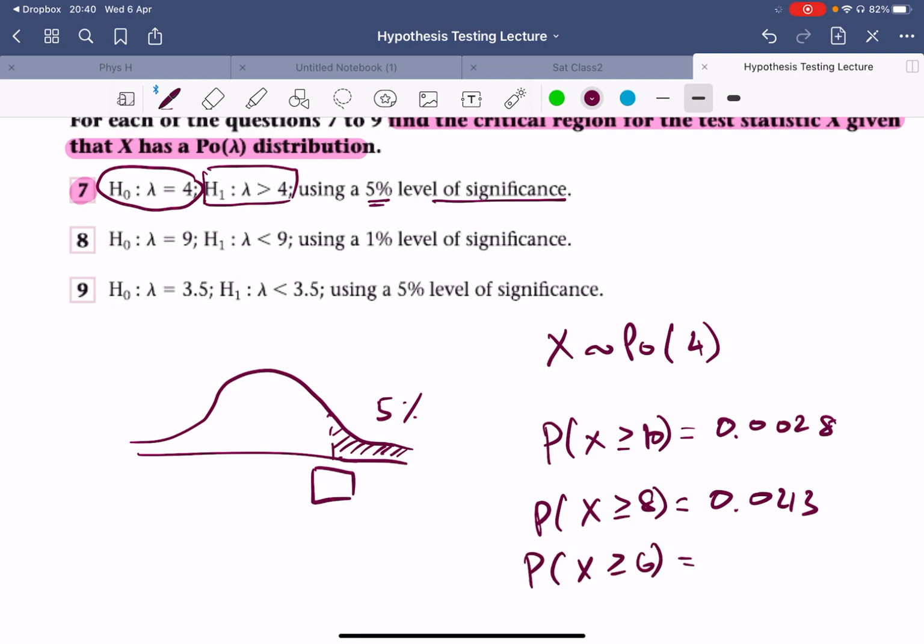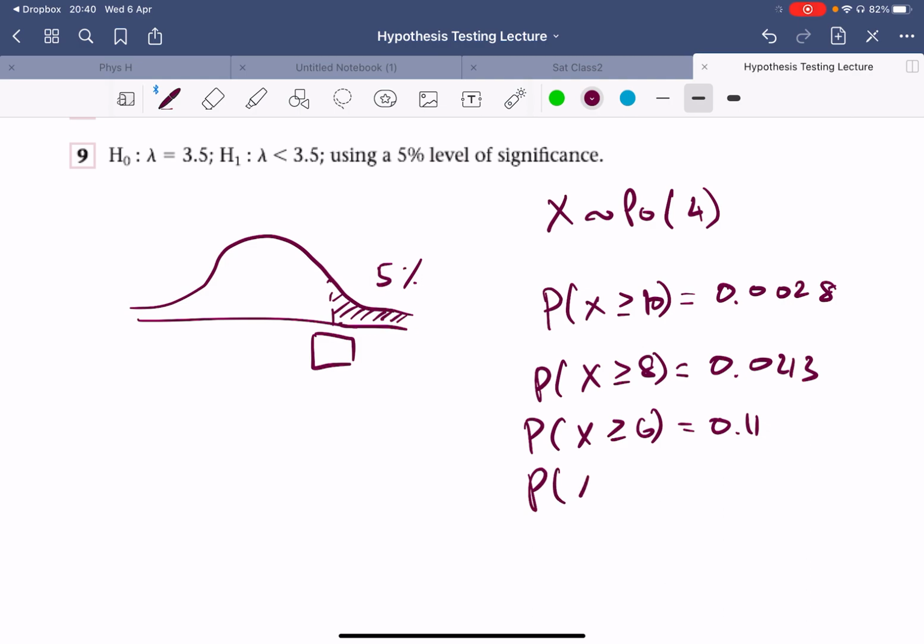Let me try 6. I get 0.11. So 6 doesn't work. Maybe 7. 7 should work. Let's try 7. Okay, 7 actually works. 7 is 0.0511. So 7 was here, it comes out a little bit over. So I don't want 7 unless they say close to.